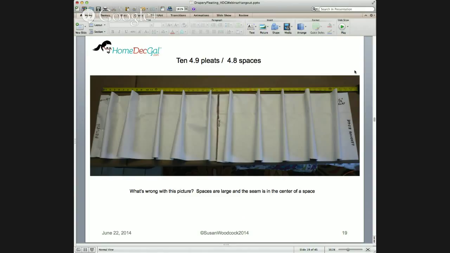Just from experience, I know those spaces look awkward. And there's a seam right in the center of a space. So when the drapery is traversed closed, you're going to see that seam, and it's going to be sticking out like a sore thumb. It's better if the seam can be moved sort of to the left or to the right. So on a 2-width panel, let's try an odd number of pleats to see if that helps.